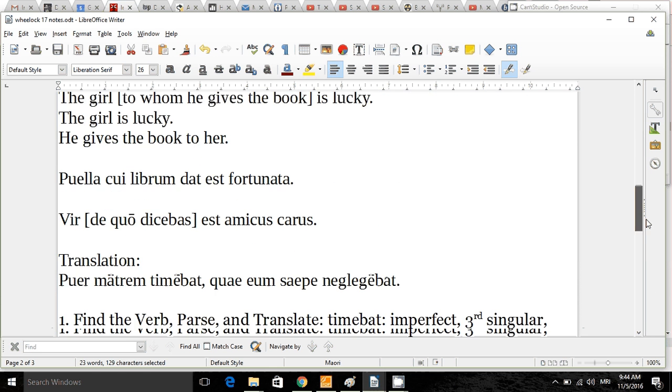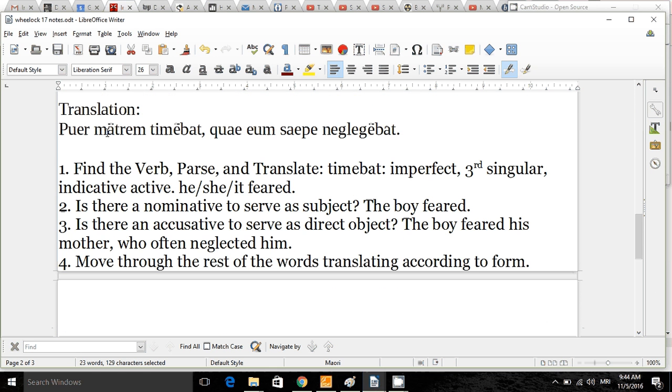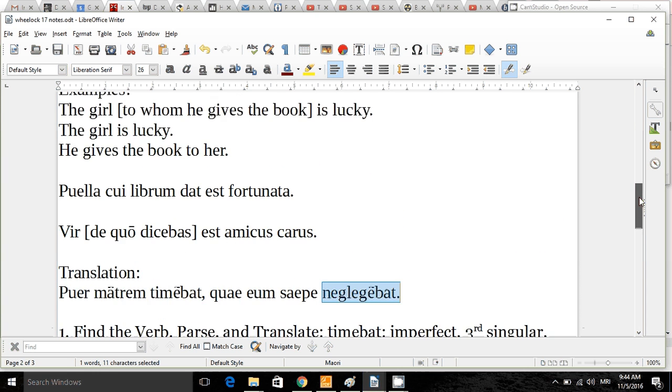Okay, so again, back in our sentence, matrem here is accusative. But quae is nominative. Why? Because in its own clause, quae is the subject of this verb. Okay. So straightforward forms, a little bit of new grammar.